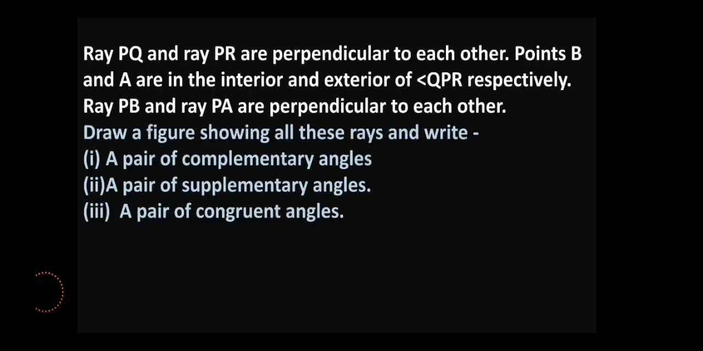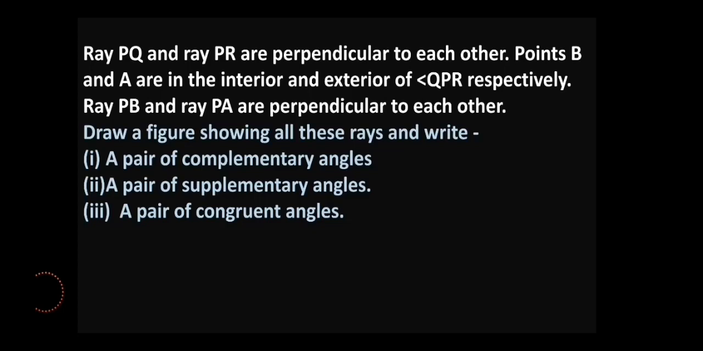So here is a question on your screen, and the question says there are two rays, PQ and PR. Both have the same origin, that is P, and are perpendicular to each other. Point B and point A are in the interior and the exterior of angle QPR. Point B comes first, so it will be written in the interior and A goes in the exterior.